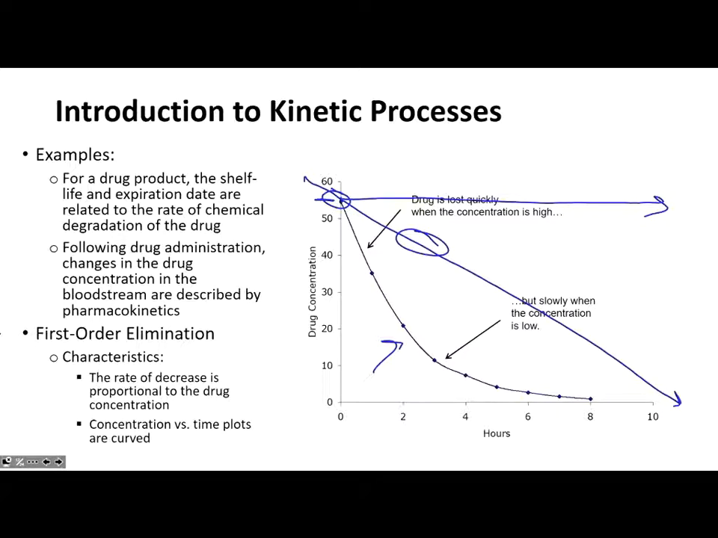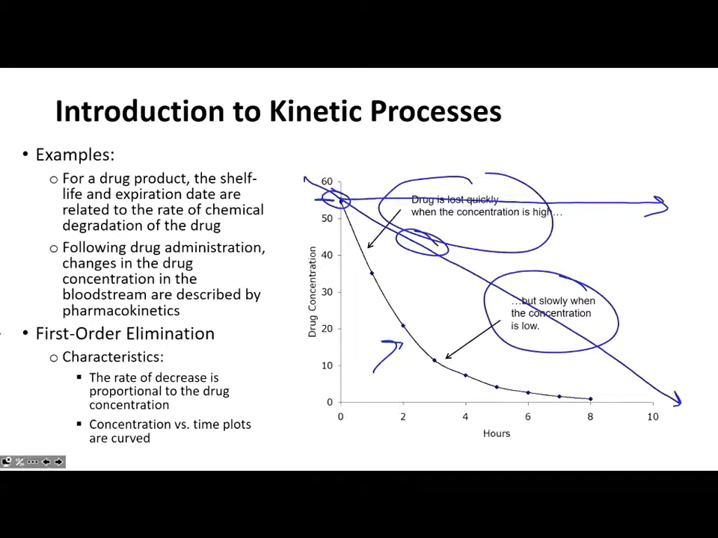But in the body, that's not the case. What is happening here, and this text does a good job of trying to explain it, is that when you give that 100 milligrams of drug, there's a lot of drug in the blood, so the body removes it more quickly. It's concentration dependent. With a first order reaction, the rate of the removal or the elimination, the change in the concentration over time, is concentration dependent.